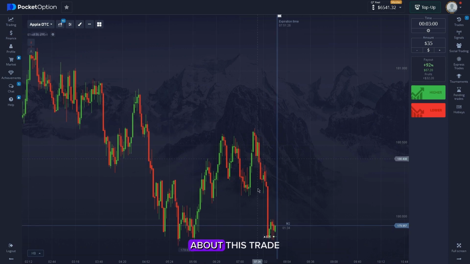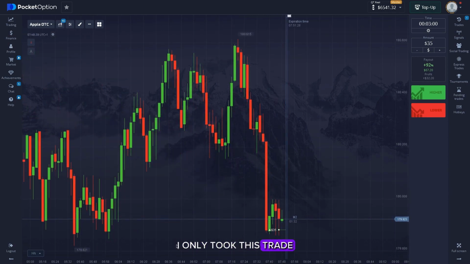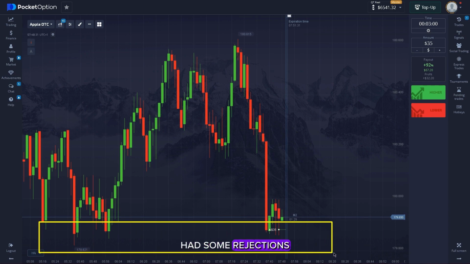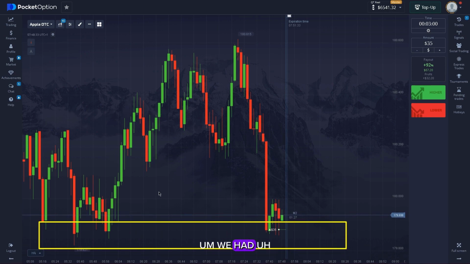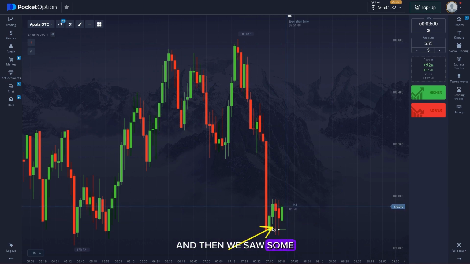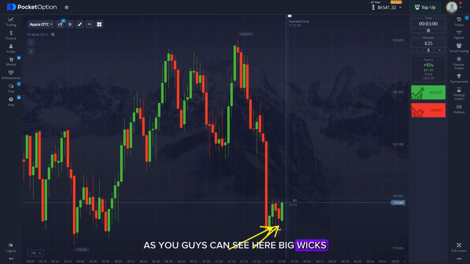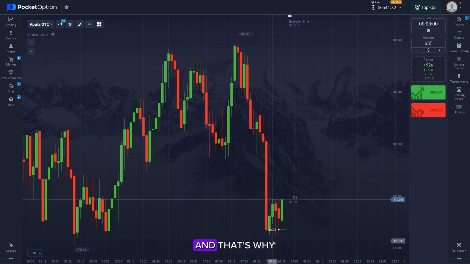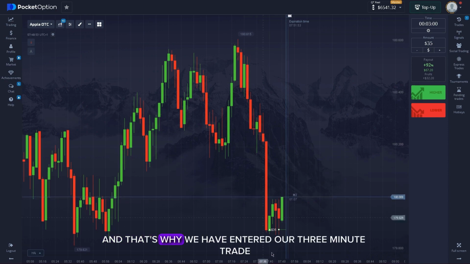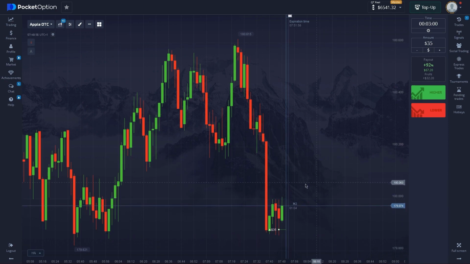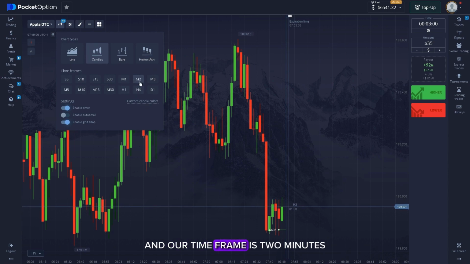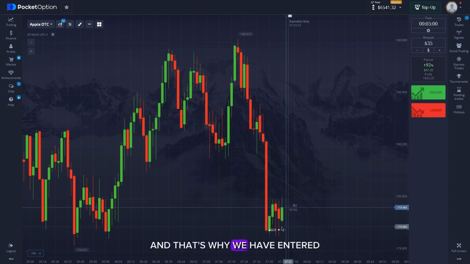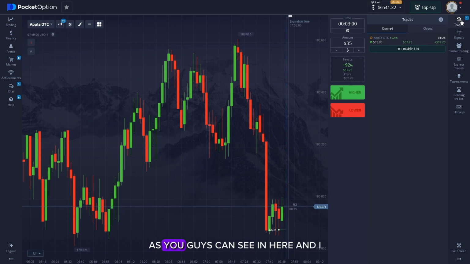So about this trade, I only took this trade just because we had some rejections. We had a demand zone in here, and then we saw some rejections in the price. As you guys can see here, big wicks show that there are rejections in the market, and that's why we have entered our 3-minute trade. Our time frame is 2 minutes, and that's why we have entered our trade for 3 minutes, as you guys can see in here.